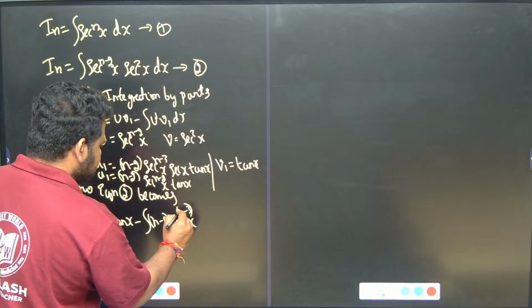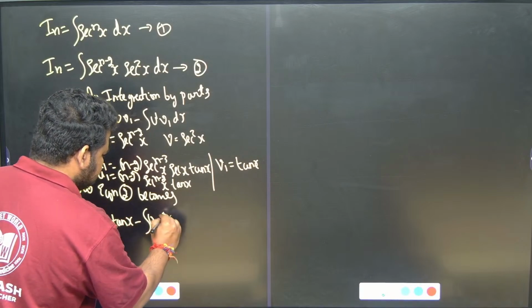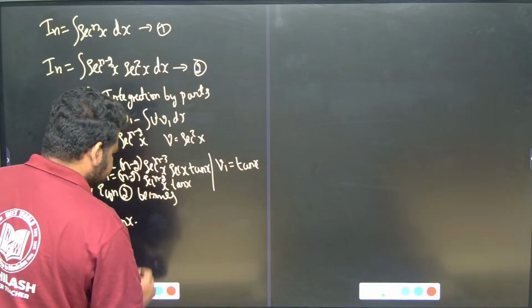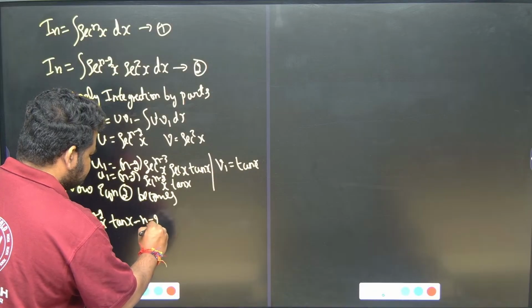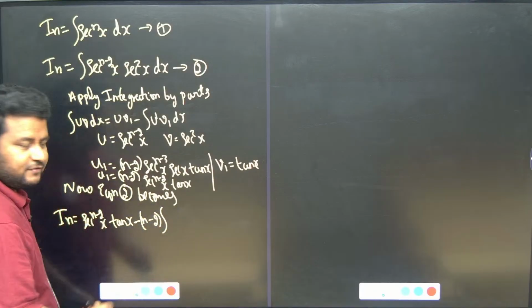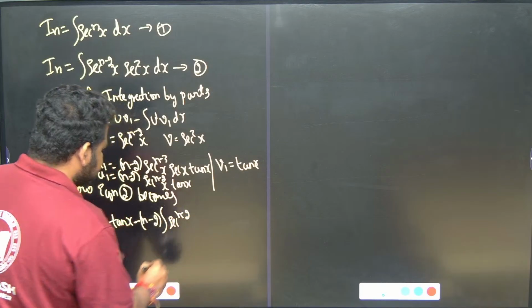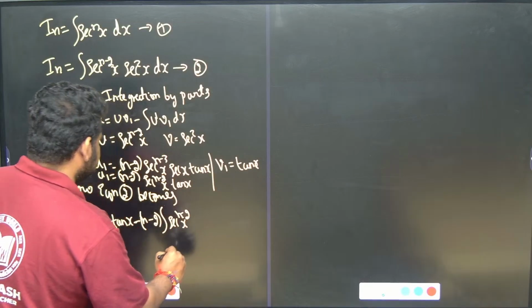Observe here carefully, u dash will become, I should write u dash correctly here. Now n minus 2, let me write n minus 2 outside because this is constant, correct? So n minus 2 will be outside. So this will become what? Integral of secant n minus 2 x into what is that we have? Tan x.